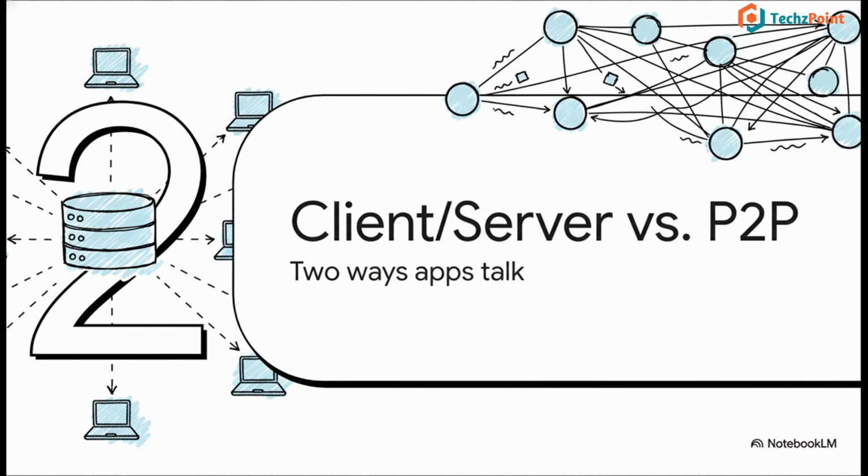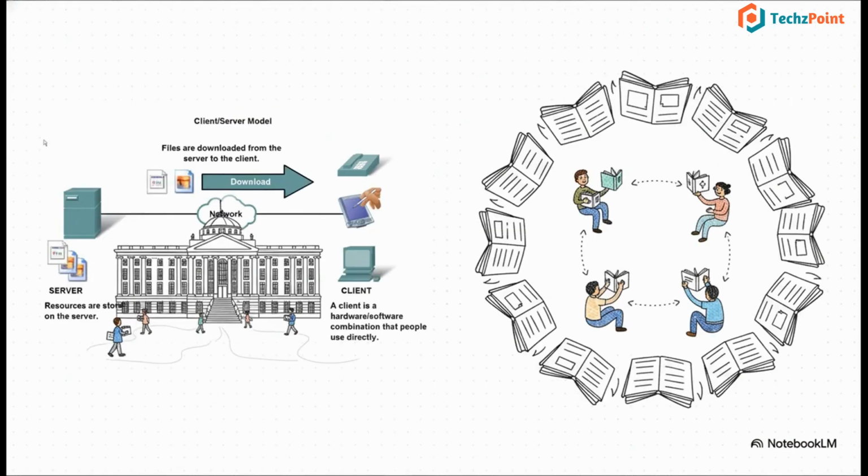Now, it's important to know that not all applications talk to each other in the same way. Up here at this top layer, all this communication is generally organized into one of 2 main models. You've got the classic client-server model or the more decentralized peer-to-peer approach. And these 2 models are fundamentally different.